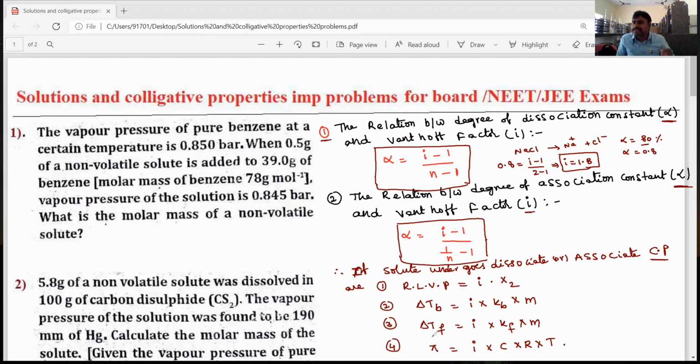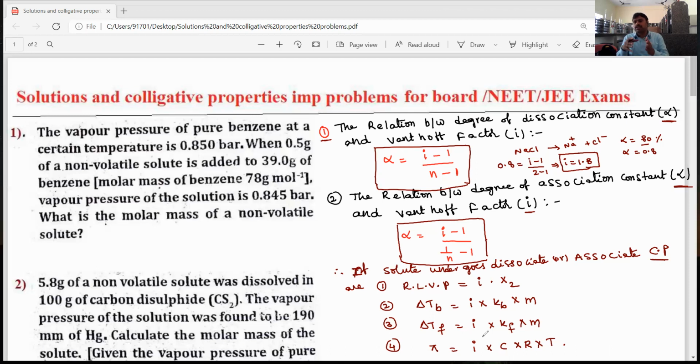Okay, students, in the same way the osmotic pressure pi is equal to i into C, the concentration, into R into T, where R is the gas constant and T is the absolute temperature. This is how the colligative property formulas look when the solute undergoes association or dissociation.